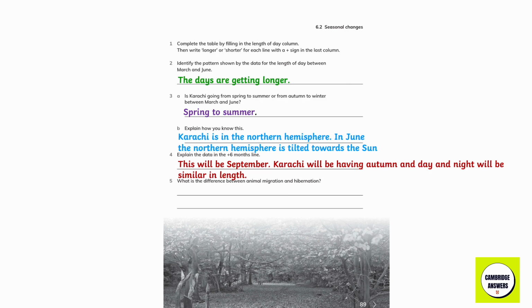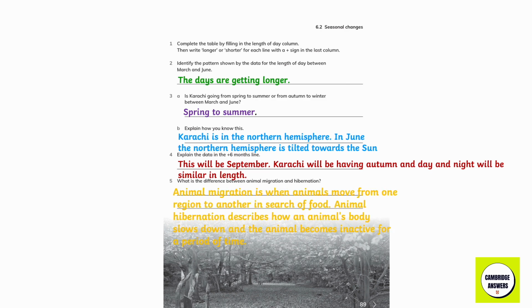What is the difference between animal migration and hibernation? Animal migration is when animals move from one region to another in search of food. Animal hibernation describes how an animal's body slows down and the animal becomes inactive for a period of time.